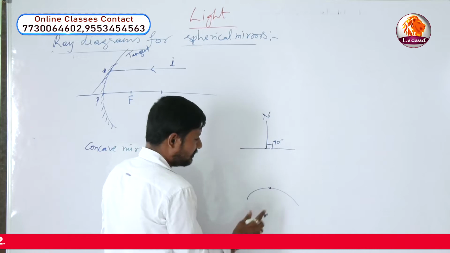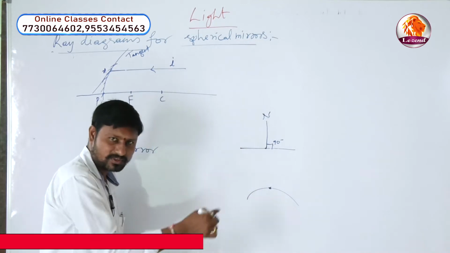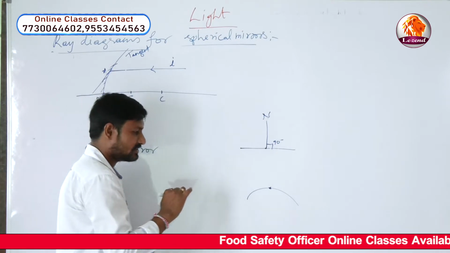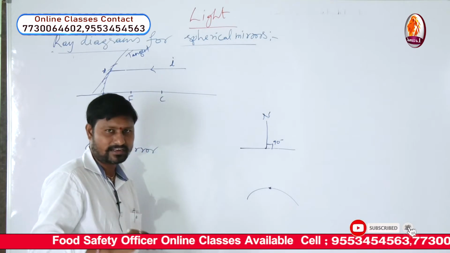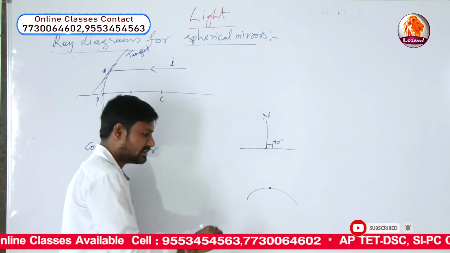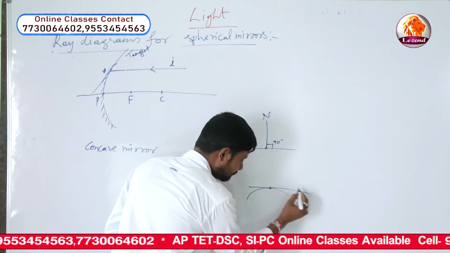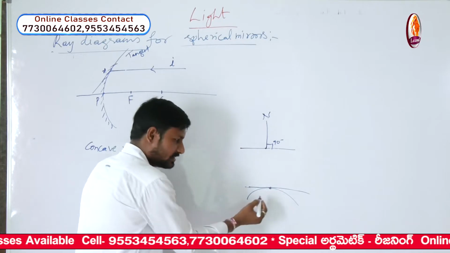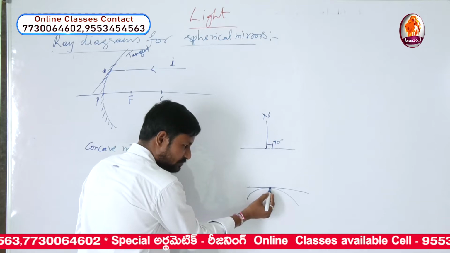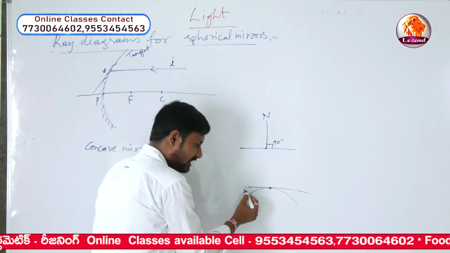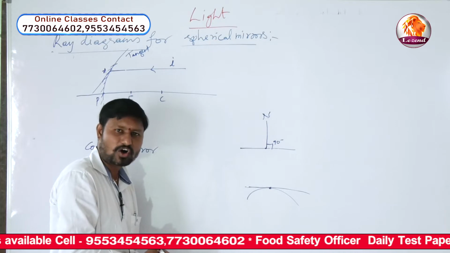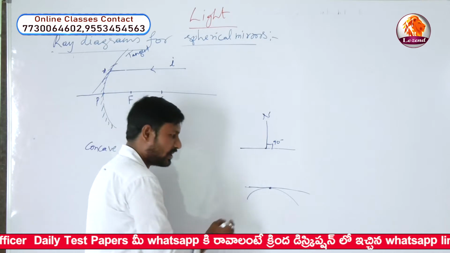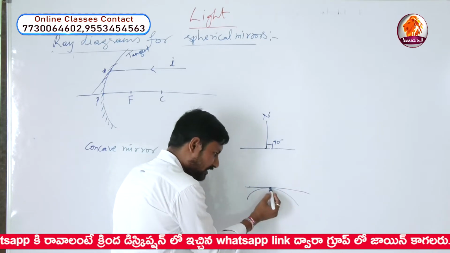In order to draw a normal at this point for this curved surface, we need to draw the tangent first. What is a tangent? A tangent is nothing but a straight line drawn in such a way that it meets the curve at only one point. So this is the straight line I have drawn, and that straight line meets the curve at this point only. Any line drawn such that it meets at one and only one point is called a tangent. Now with respect to this tangent, at this point we can draw the normal.